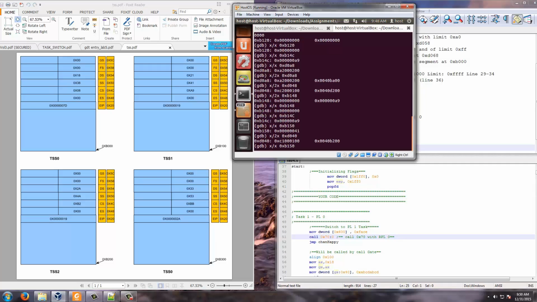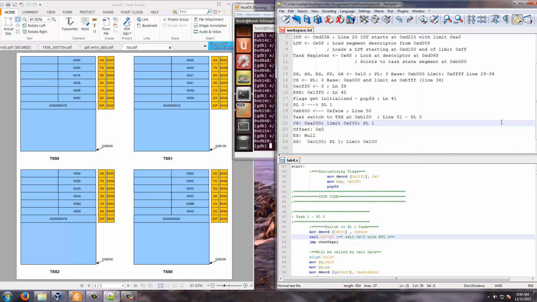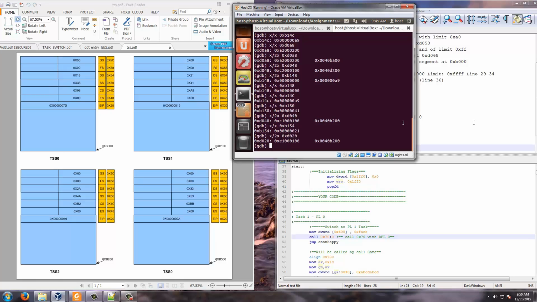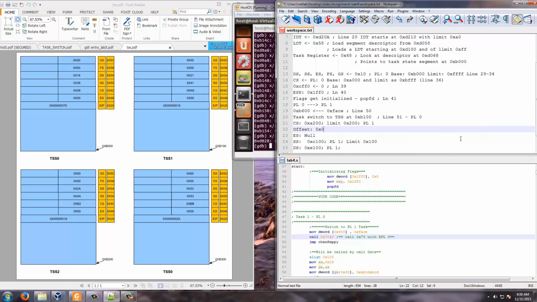Now let us see what is DS. B154 is DS, and that is 21. So let us see what is there in 0x20. This is again a privilege length segment starting at E100. So DS is starting at 0xE100, privilege 1, and the limit is also 100.